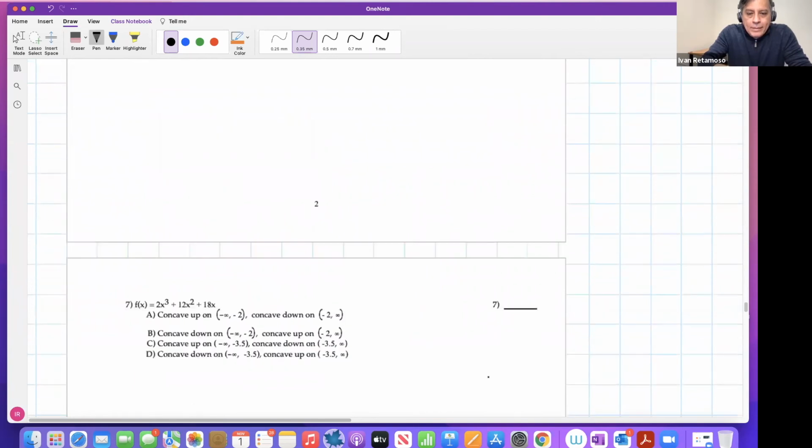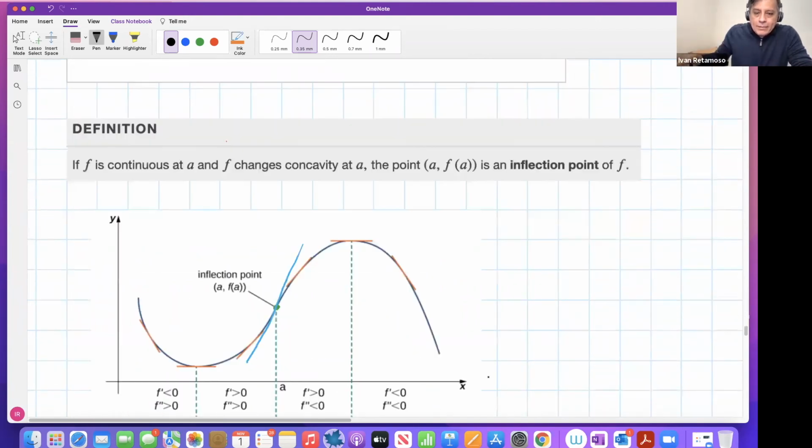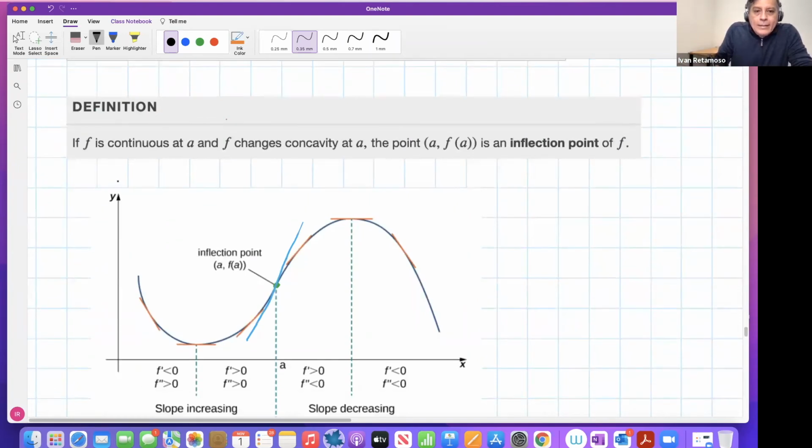And formally speaking, mathematicians define this inflection point as follows. If f is continuous, all in one piece, right? And if f changes concavity at A, this point is called the inflection point. So remember, that point that we're looking for before was 2,32, I think. That's called inflection point because it separates the two different types of concavity. In this case, it's separating concave up from concave down.